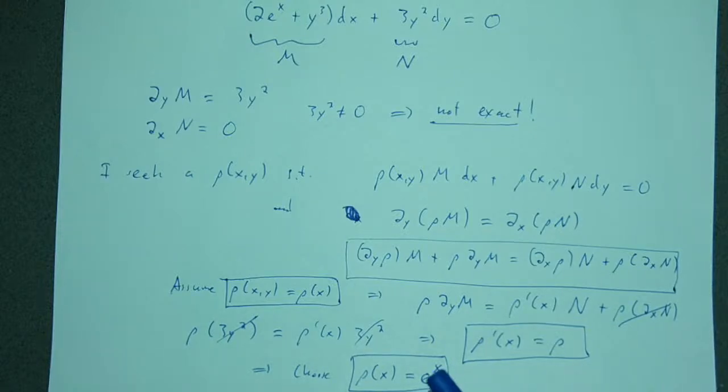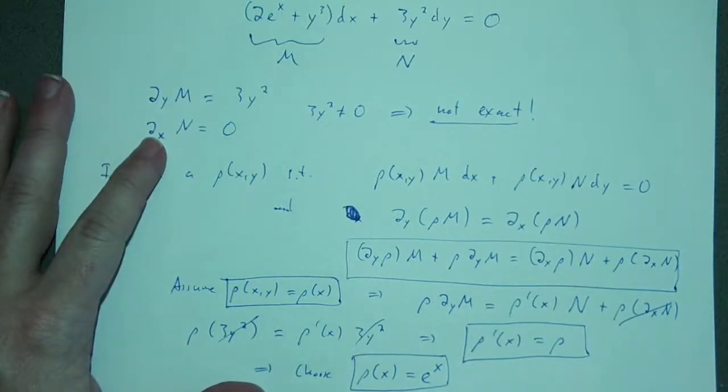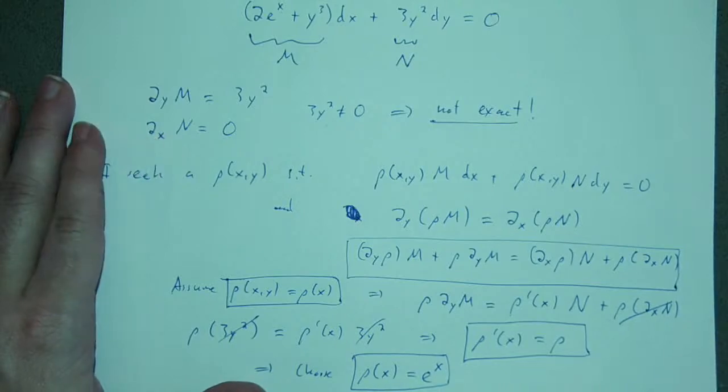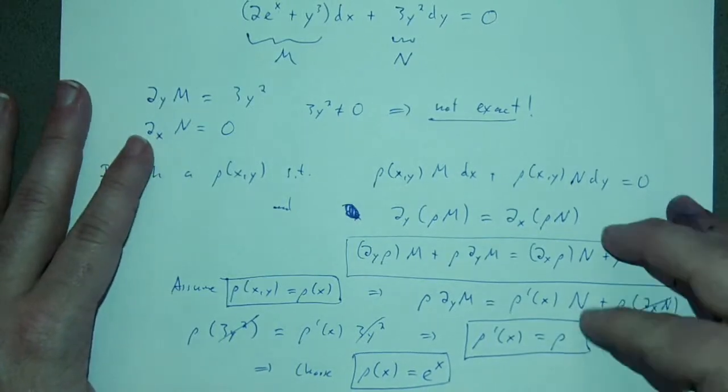Well, we are happy to find a single rho that makes this work. So we're not trying to be general here. We're not really seeking a general solution. We're seeking any non-trivial solution that makes this work, any non-zero solution. So here we go. Rho of x is equal to e to the x. This works.